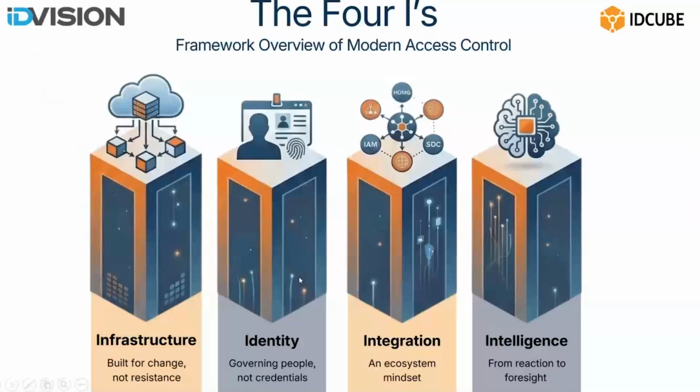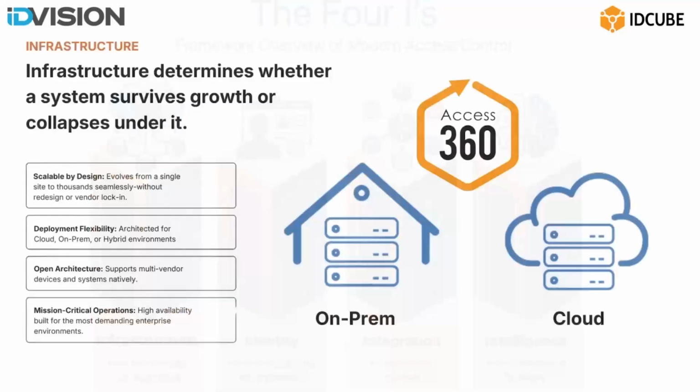So, what are these four I's? The four I's stand for infrastructure, identity, integration, and intelligence. We are going to take each one of these topics into details and see how they form the four pillars of any enterprise level access control platform.